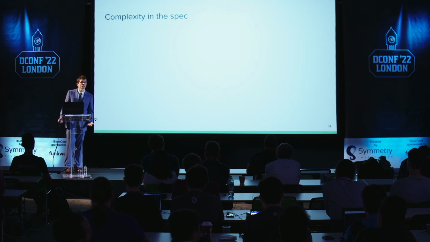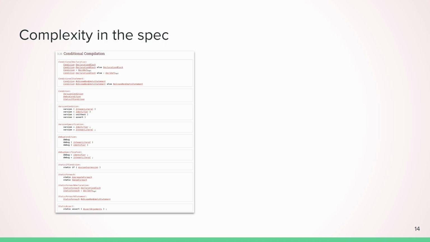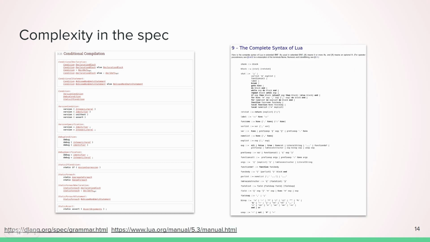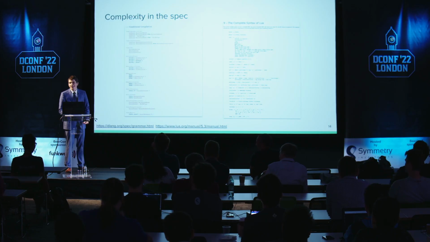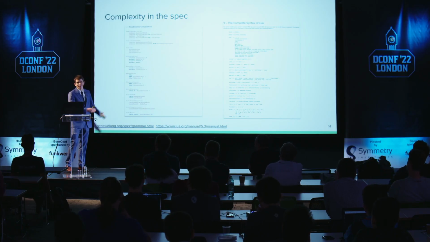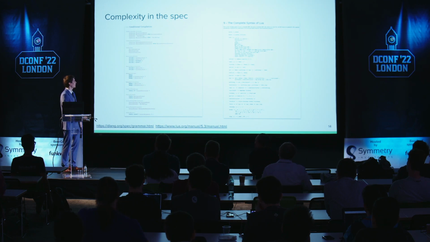First of all, there's some complexity in the specification. This is the section of the grammar that describes conditional compilation. It includes just version and static if. And this is the entire syntax of Lua. It covers everything. It fits on one page. And D has pages of grammar. I was so impressed when I saw this, like, that's it? You don't have to make a complex language.